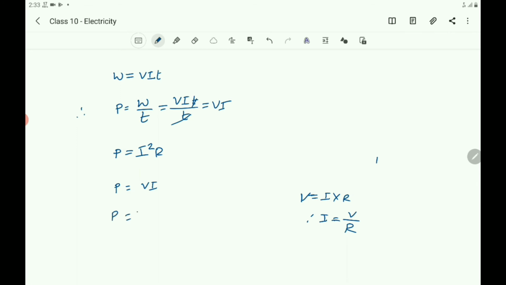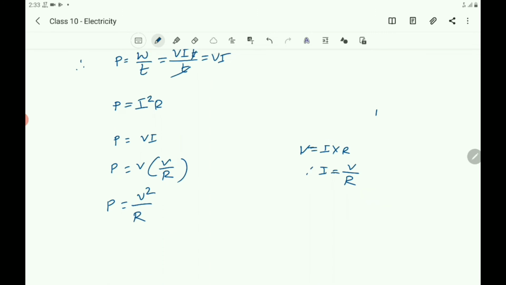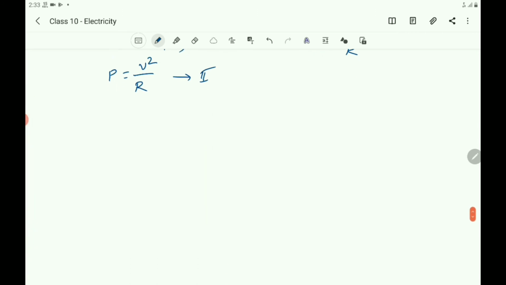So it becomes P equals V into, in the place of I, V by R. Then you will get P equals V squared by R. Here one relation you got, P equals I squared R, and the other relation, P equals V squared by R. Therefore, for P you can have three relations: P equals V into I, P equals I squared R, and also P equals V squared by R.